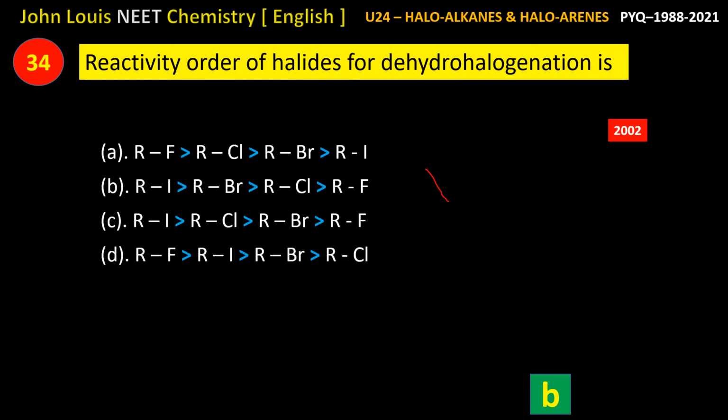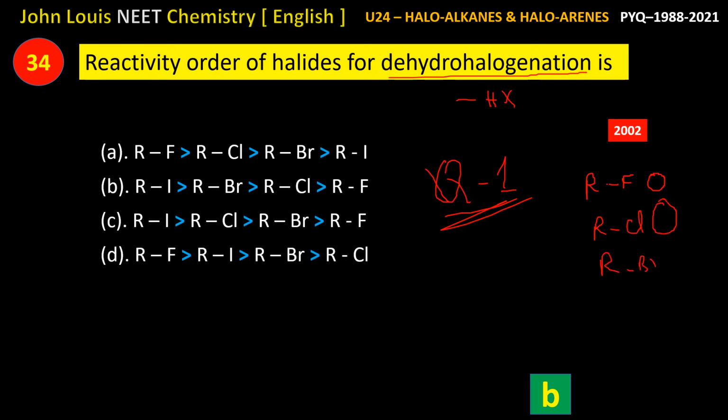Reactivity order of halides for dehydrohalogenation, that is removal of HX, is RF, RCl, RBr, RI. Okay, I think we have discussed the same thing in question number 1. So if you want, you can refer back to question number 1 also. So RF, RCl, RBr and RI. Here bond strength depends on what? The size of the atom. See, RF. Fluorine is the smallest size among the halogens. Then chlorine, this will be slightly bigger. Then RBr, the bromine size is slightly bigger. Then RI will be slightly bigger than that.